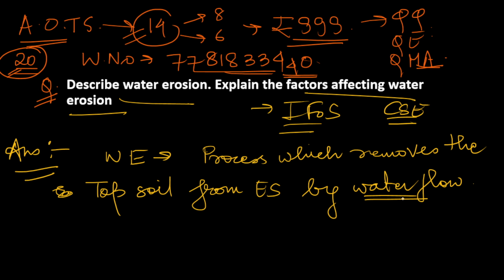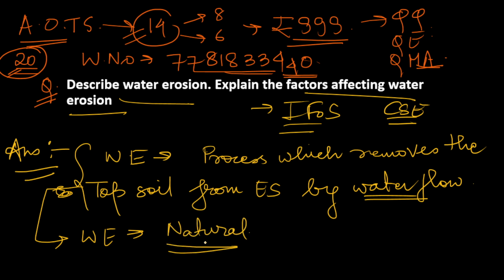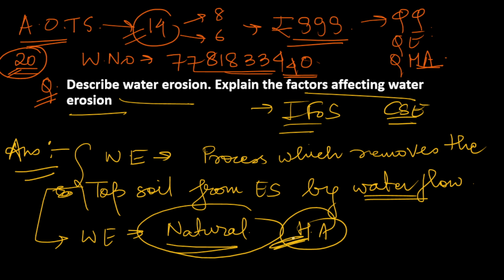When the topsoil is removed by the flow of water and deposited at other locations, that is known as water erosion. You should know that water erosion is generally a natural process. We all see rivers eroding during floods. It is water erosion only, but natural erosion does not cause any impact to our environment or our agriculture. Sometimes these natural erosions are even beneficial. What is causing the problem is erosion due to human activities.